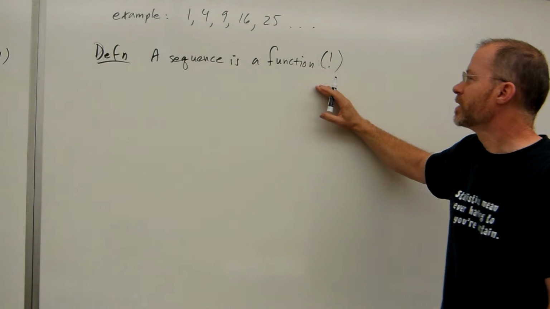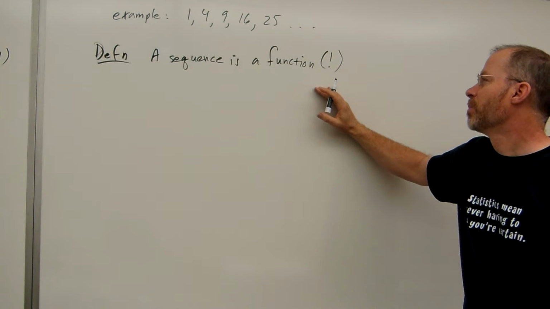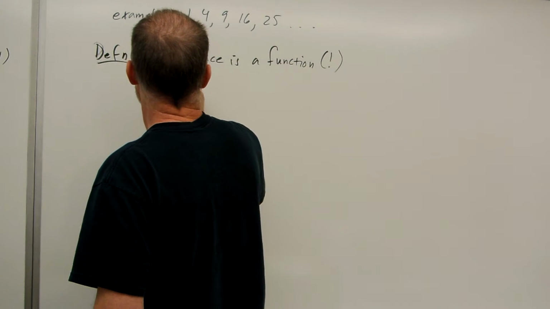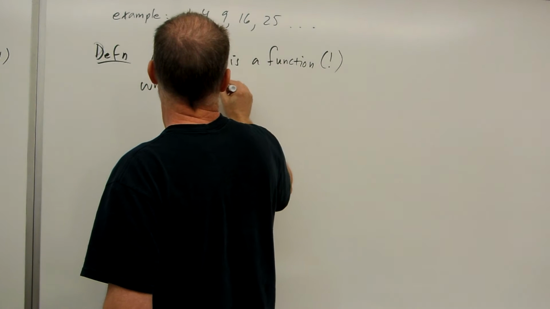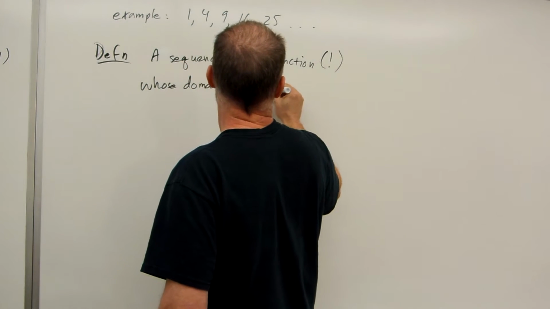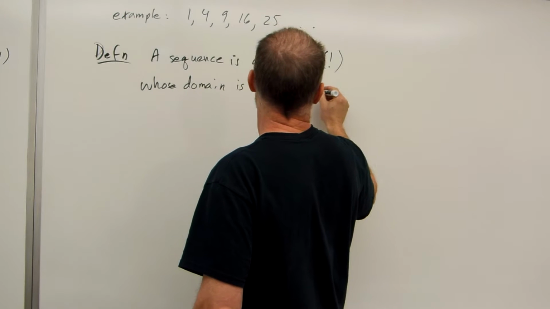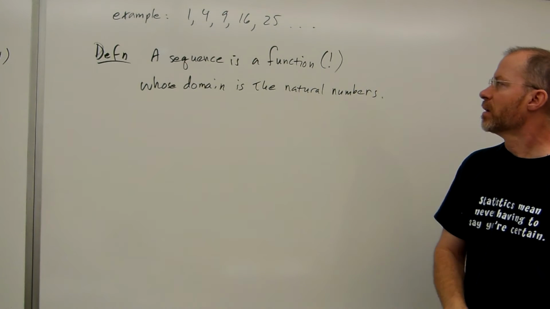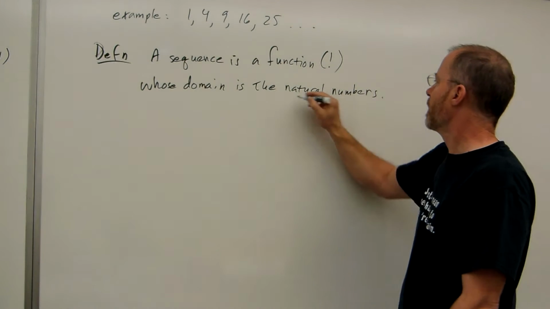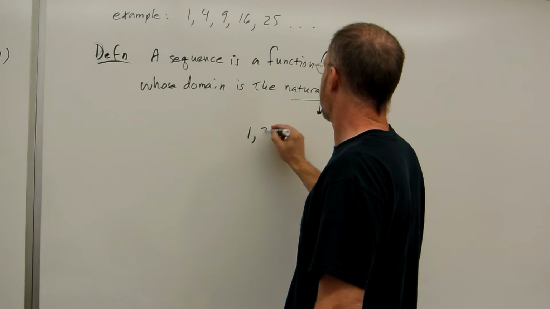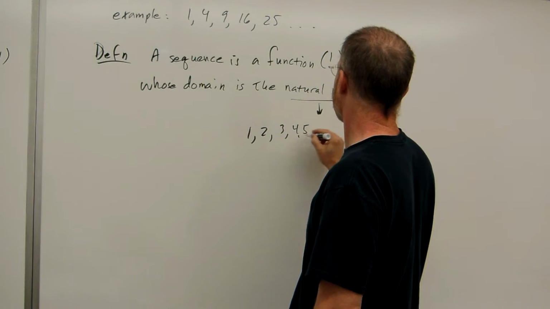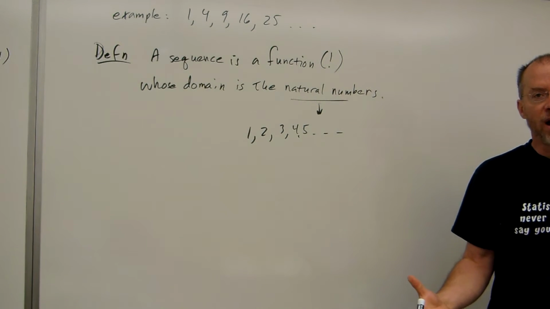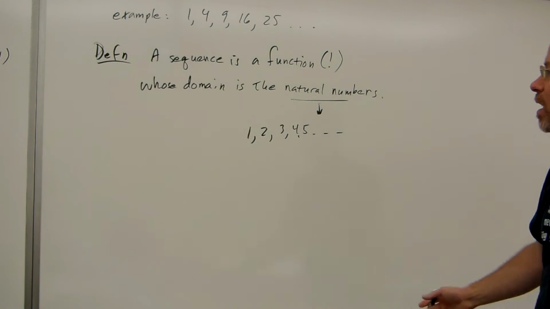Well, hey, this doesn't look like a function. It says a sequence is a function, so what qualification are we going to put on this? A sequence is a function whose domain is the natural numbers. That's actually all you need to say. A sequence is a function whose domain is the natural numbers. And the natural numbers just means the counting numbers, 1, 2, 3, 4, 5, etc. Interesting. The sequence is just a function where the domain, the inputs, are restricted to the counting numbers. Okay, example.